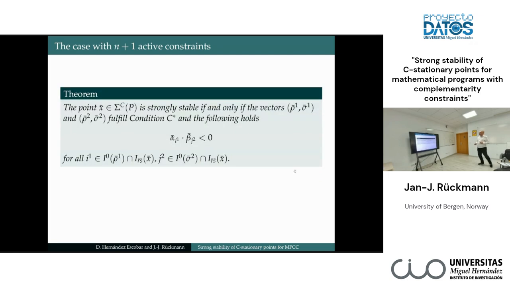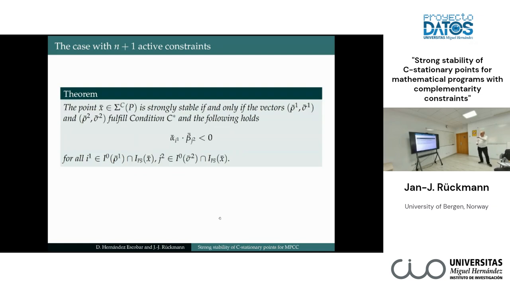Okay. And then we get here the first equivalent characterization. That is the challenge I painted in the beginning. So a C-stationary point is strongly stable if these vectors fulfill the condition C star. And we have here a condition about size. I don't go into technical details, that they have different size for certain indices. So what we have here is C star, the second order condition with Hessian that we have seen, and a condition about the sign of the Lagrange multiplier components.